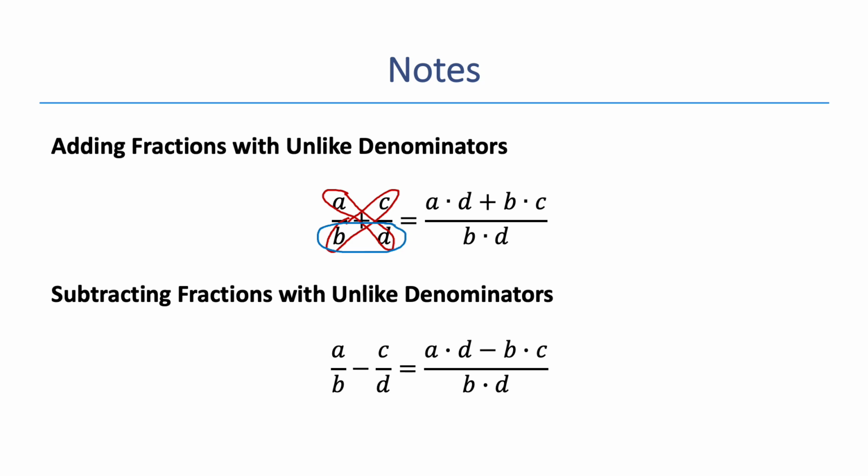Similarly, when subtracting fractions with unlike denominators, we have A over B minus C over D equals A times D minus B times C all over B times D. Again, we have A times D minus B times C all over B times D. Let's look at some examples.